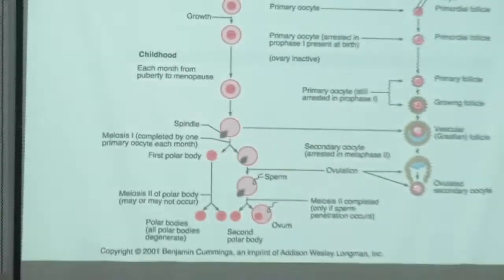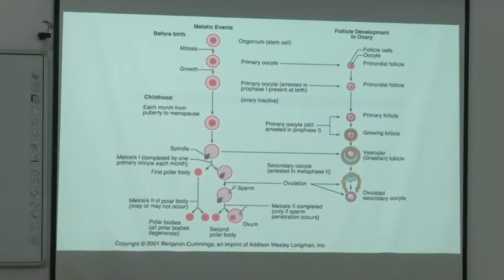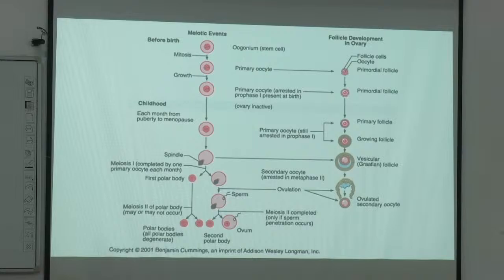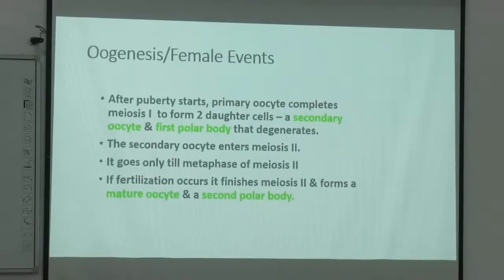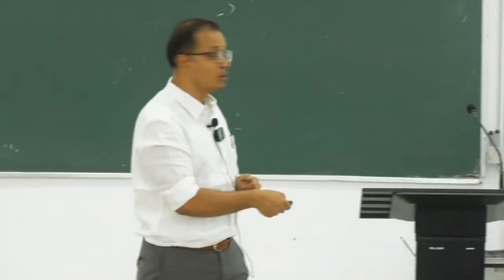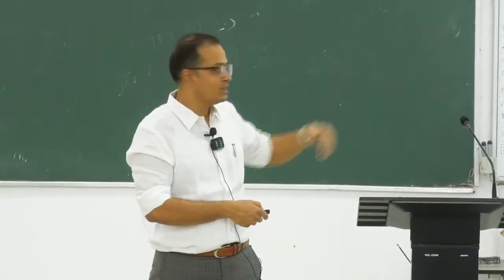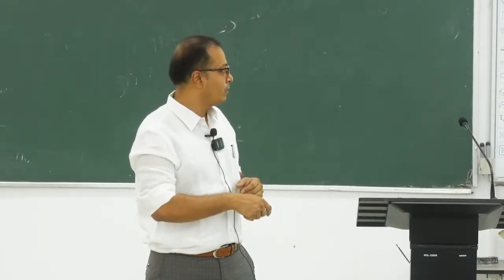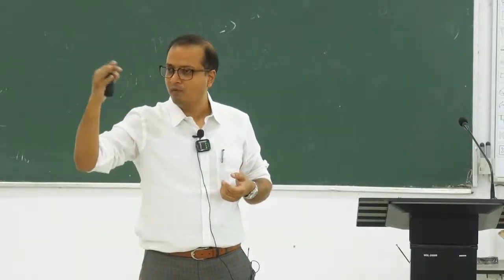This secondary oocyte goes into the second phase of the cell cycle, known as meiosis 2, and is again arrested, at metaphase. At the metaphase stage, this secondary oocyte is arrested in meiosis 2 until fertilization takes place. If fertilization takes place, the metaphase arrest is taken off and it progresses to form the mature ovum and the second polar body, which eventually disintegrates. This mature oocyte fuses with the sperm and forms the 2N cell. If fertilization doesn't take place, the secondary oocyte, arrested in metaphase of meiosis 2, will disintegrate.